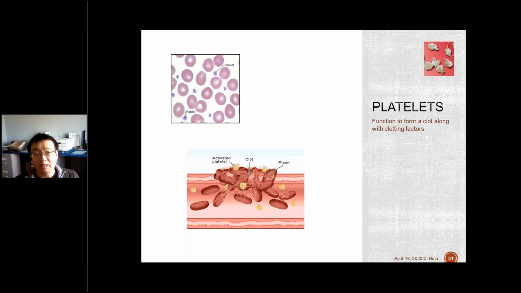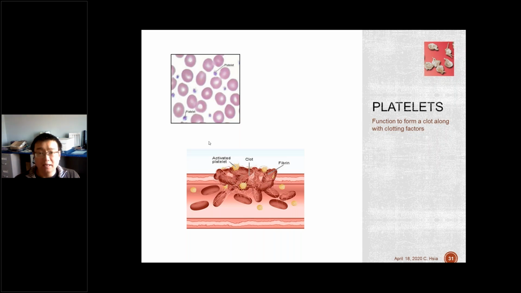Platelets don't work alone, though. They work in conjunction with clotting factors that help to form this mesh or network. And then red blood cells also get clogged in there and white cells get clogged in there. But platelets are essential for helping to form that platelet plug. And even though they're small, they're very, very important in that process.